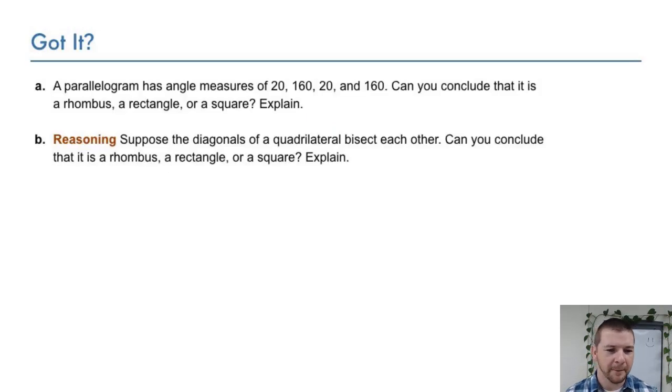Your turn. Part A. A parallelogram has angle measures of 20, 160, 20, and 160. Can you conclude that it's a rhombus, a rectangle, or a square? Explain. And part B, a reasoning item. Suppose the diagonals of a quadrilateral bisect each other. Can you conclude that it's a rhombus, a rectangle, or a square? Explain.